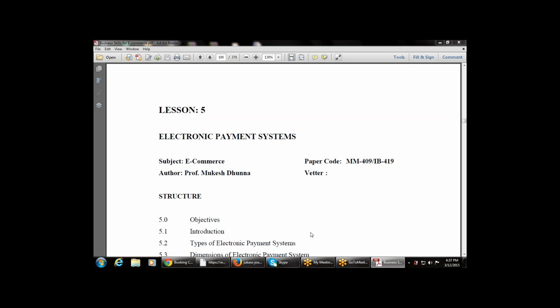So let's take a quick review of what we covered in the last class, then move to today's topic, that is the types of e-payment systems, right? So let's start the session.